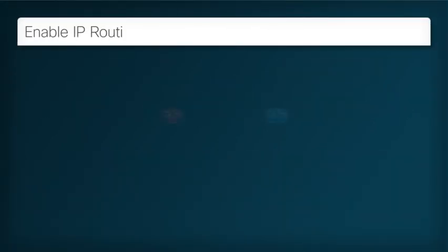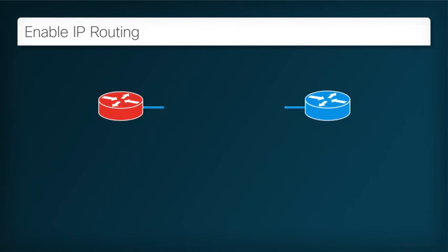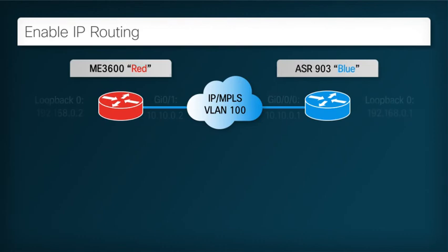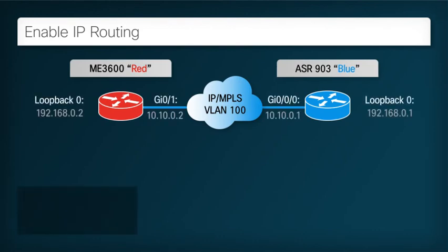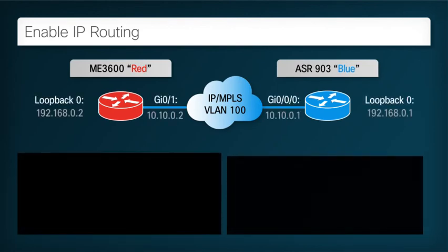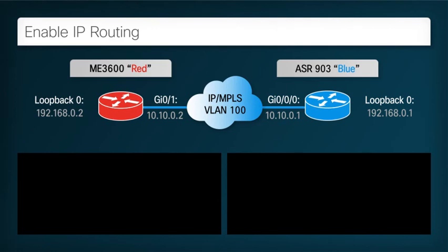Enable IP routing. Now we need to enable IP routing to make sure that all the Layer 3 networks can find each other. In this case, we use the OSPF routing protocol by defining a routing instance, in this case with a process ID of 1. Now, for each node, we define the router ID, which is again the same IP address as the loopback 0 interface.